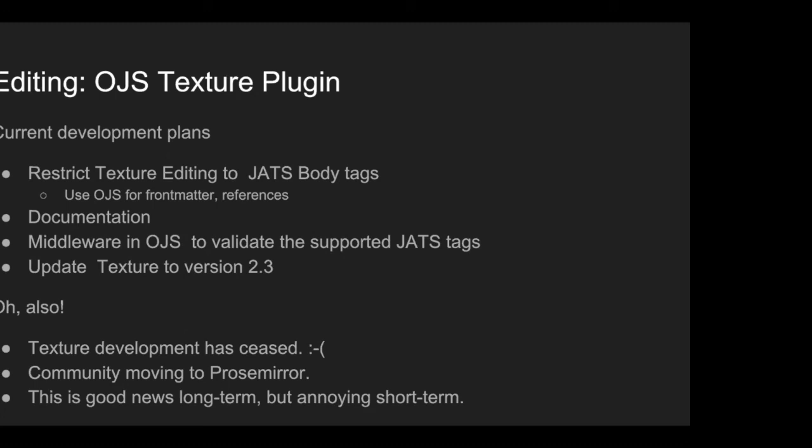So that's promising. It's a bit frustrating to know that we got so far with Texture only to see development of it wind down. So that's a little disappointing. We do want to continue supporting the iteration within OJS for the foreseeable future, make sure that the most recent version is up to date and all that. It is a useful tool, but I think long-term ProseMirror is where we're going to focus our attention.